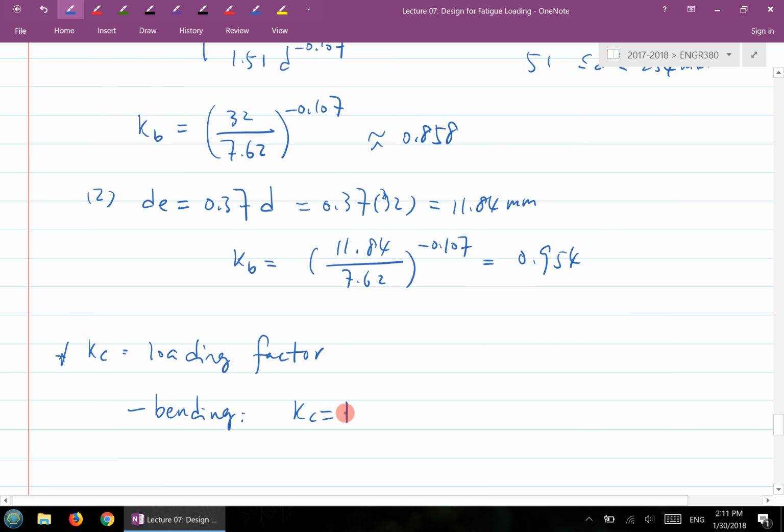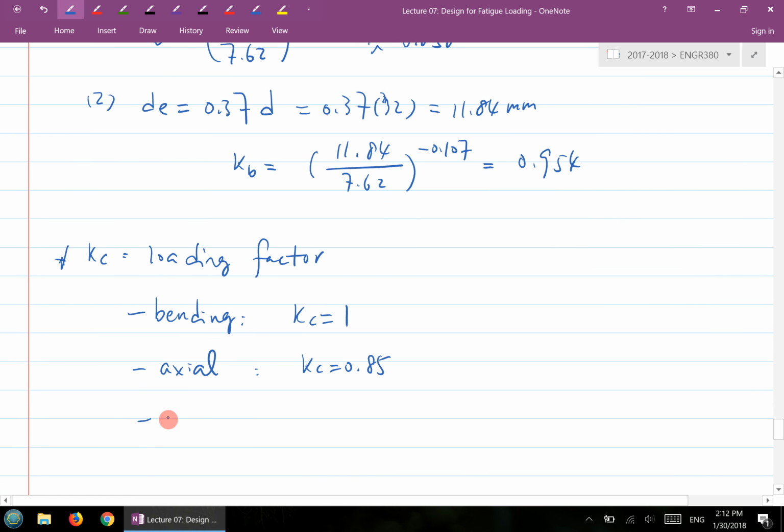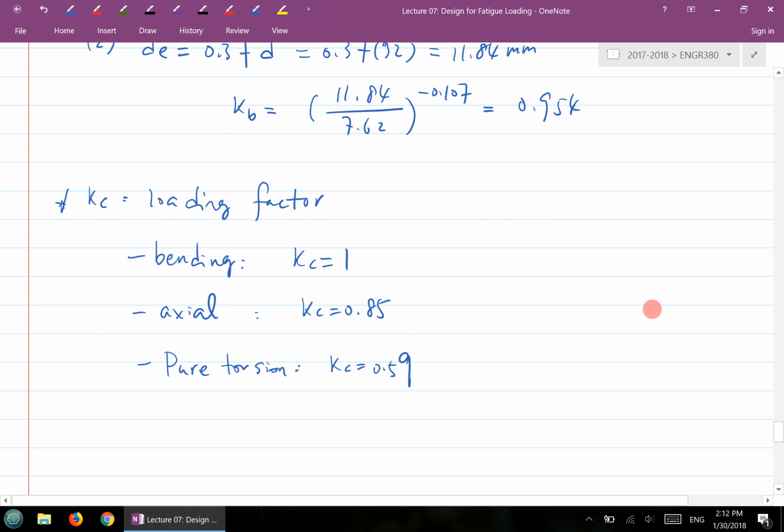Okay. If the loading condition is axial loading, okay, your KC is 0.85. Okay. If the loading condition is pure torsion, okay, your KC will be 0.59. Okay. So this is basically the results, let's say, from experimental results here. There's another scenario is called combination of this kind of loading. We call it, let's say, combined loading.